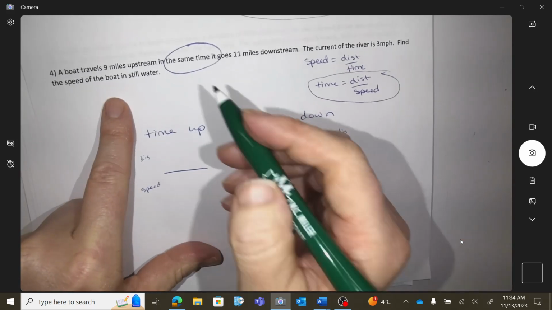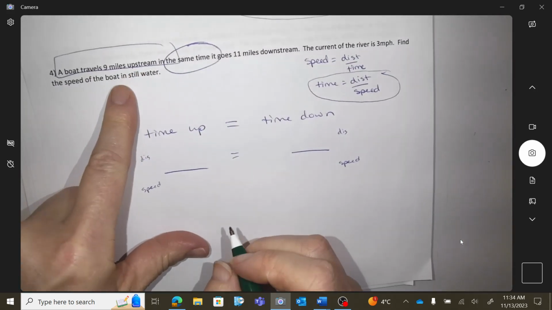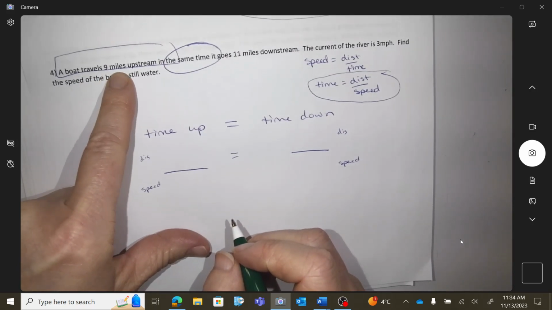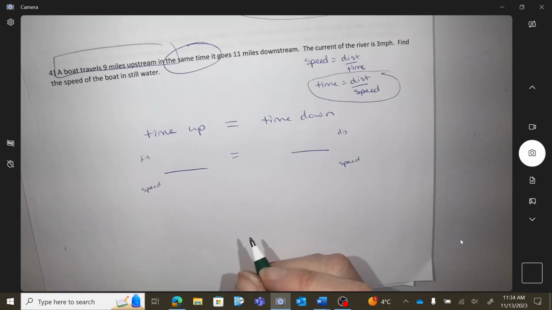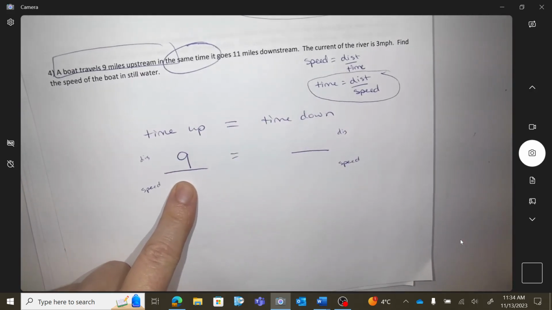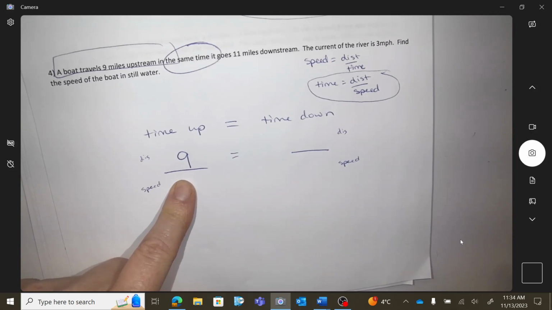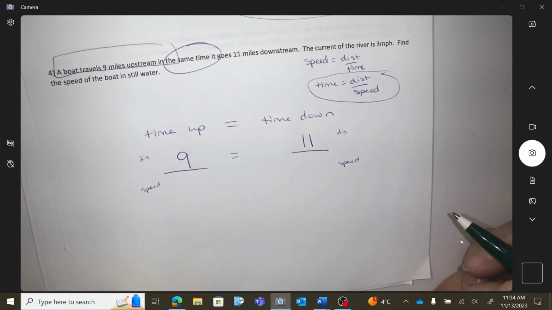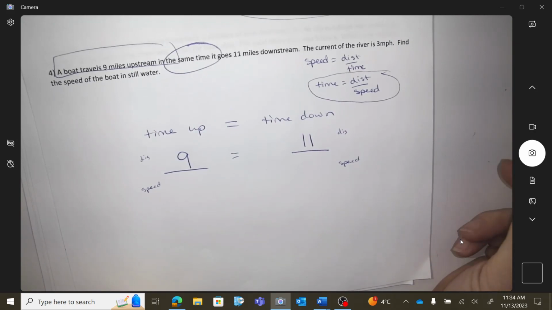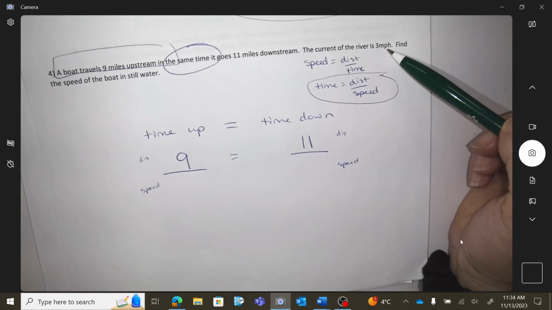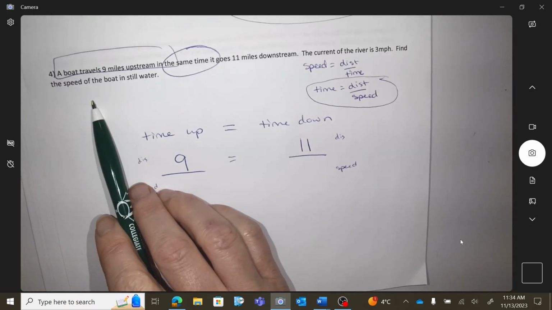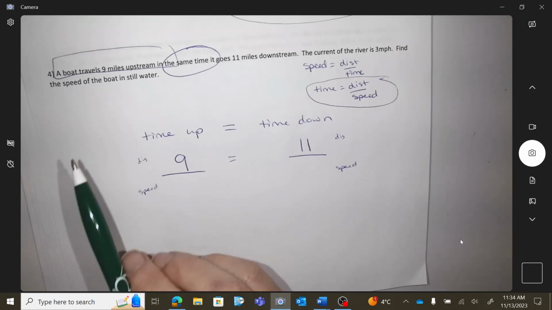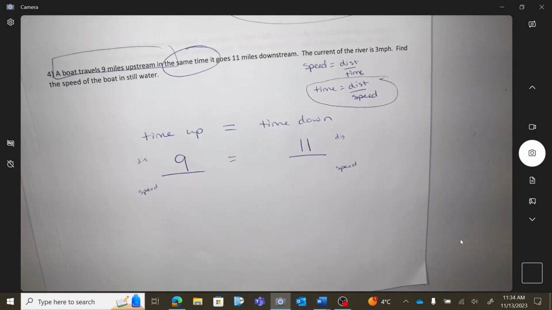Okay, let's talk about upstream. Upstream. So a boat would travel 9 miles upstream. So that's going to be a distance upstream. In the same time, it would go 11 distance downstream. The current of the river is 3 miles per hour. Find the speed of what the boat can go. Okay, so no matter where you're traveling, the boat, when you max it out, it's going at the same speed.